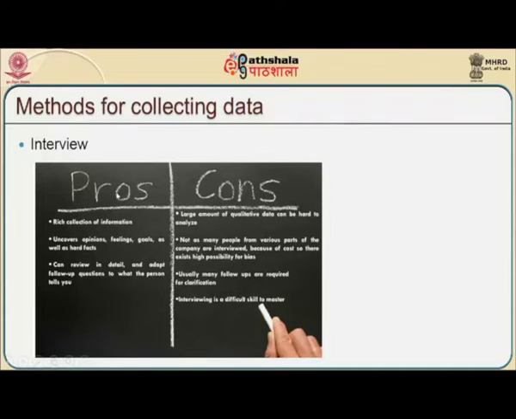Talking about the advantages of this interview based mechanism, an interview gives us a rich collection of information. It uncovers opinions, feelings, goals, as well as hard facts. It can be reviewed in detail, and we can adapt follow-up questions to what the person tells us. At the same time, it has several disadvantages, like a large amount of qualitative data can be hard to analyze.